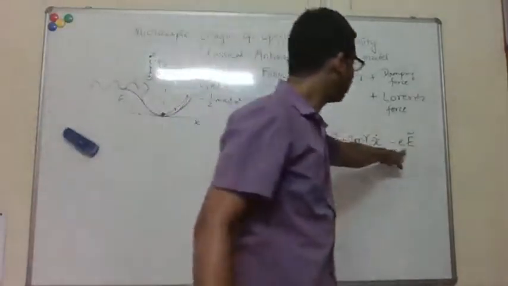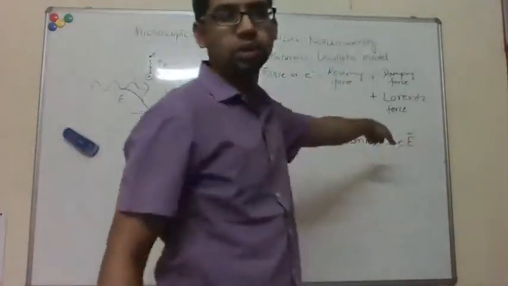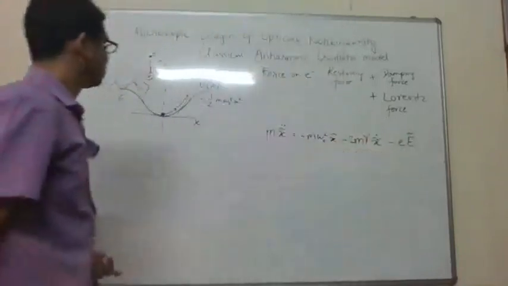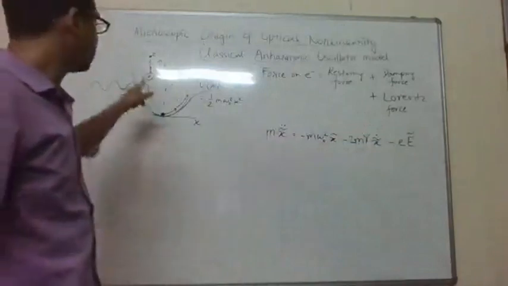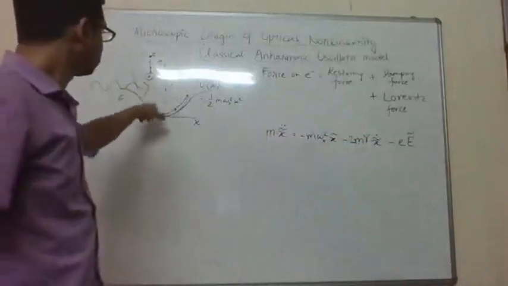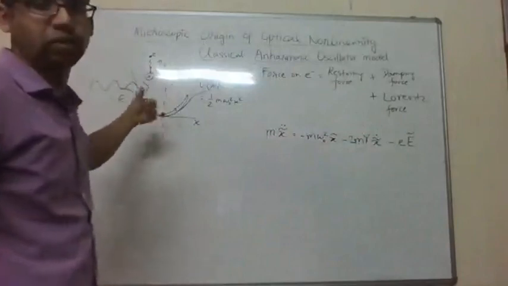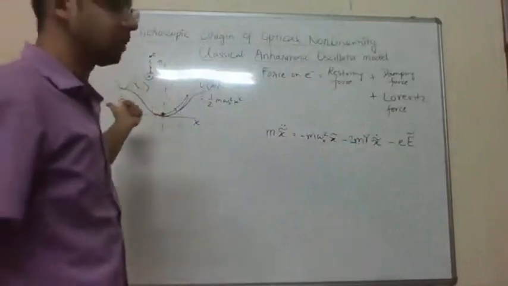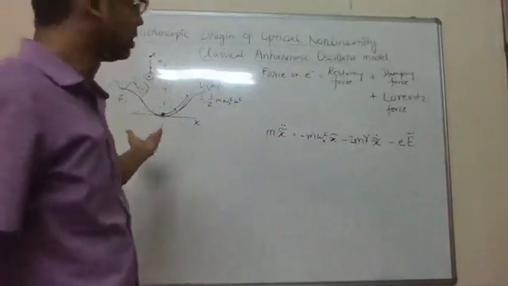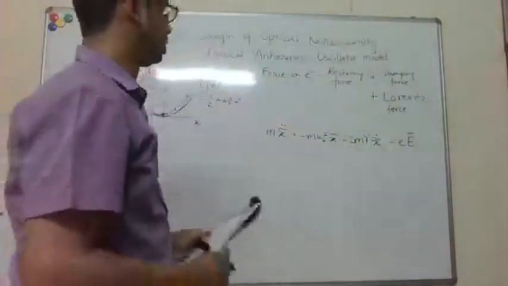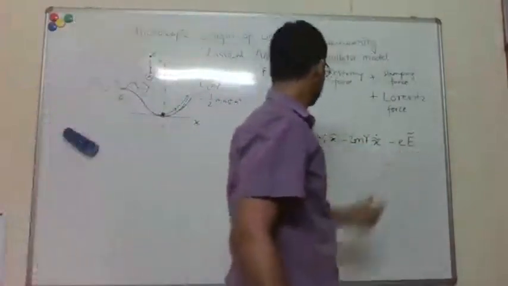We discussed last time that we neglect the v cross B term, right? Because for most cases the velocity of the electron here is much lower than the speed of light. So v over c is very small, much smaller than 1. So we can neglect the v cross B term, and we just keep the E term.